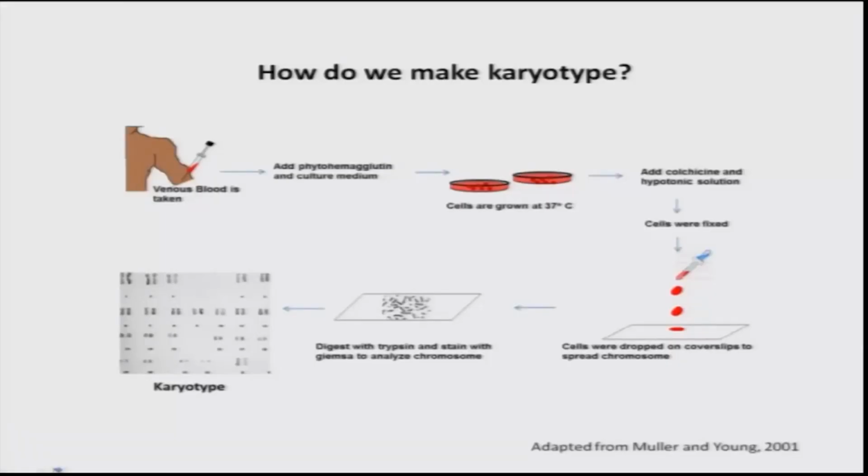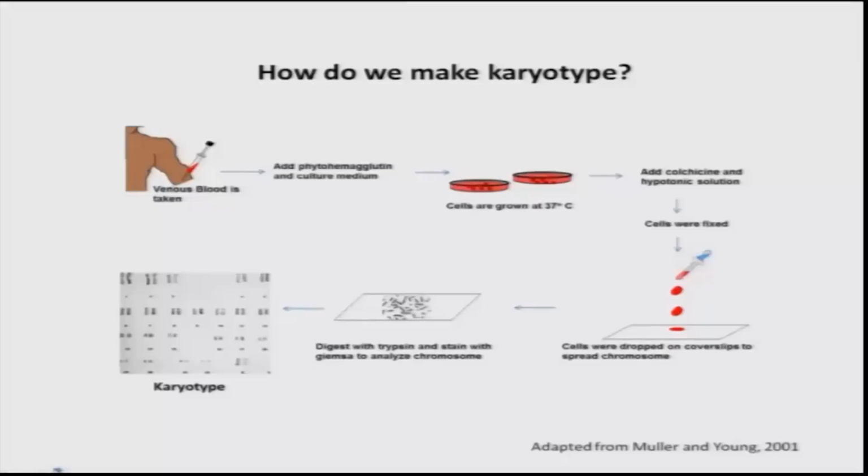So, in the 1950s they developed a technique to grow cells. Until then, people were looking at chromosomes in the tissues of dead individuals. They used to make sections and look at chromosomes, and they were unable to find the number because it was very difficult to view all the chromosomes in any given section. So, in the 50s, they developed a technique wherein they are able to culture human cells.